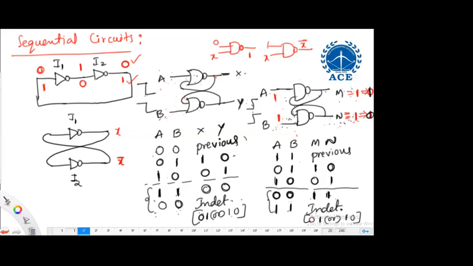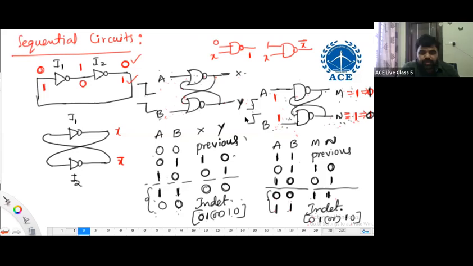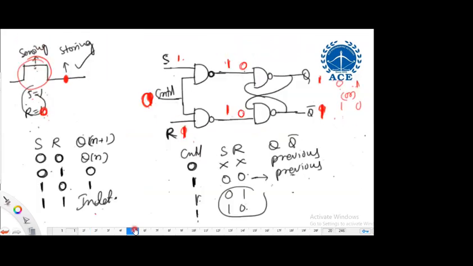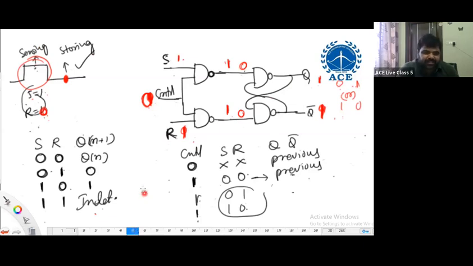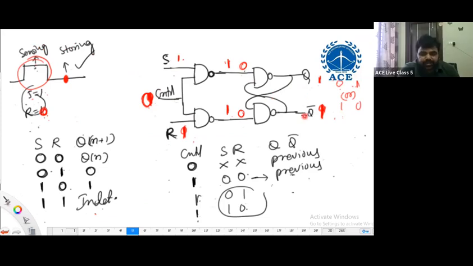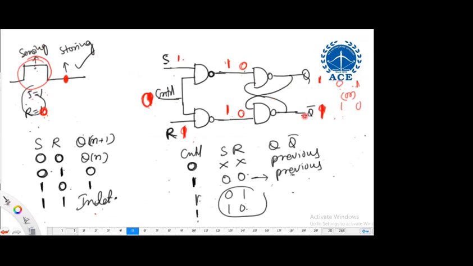Hello, sir. Yes, ma, tell me. Sir, my doubt is about the indeterminate condition in the last slide, the SR flip-flop. Don't say flip-flop, I did not say it; it is a latch. Yes. Sir, when S and R are 1 and control is also 1, our outputs Q and Q bar are also 1 1. Yes. So, sir, it is an invalid condition, meaning Q and Q bar can't both be 1 at the same time.